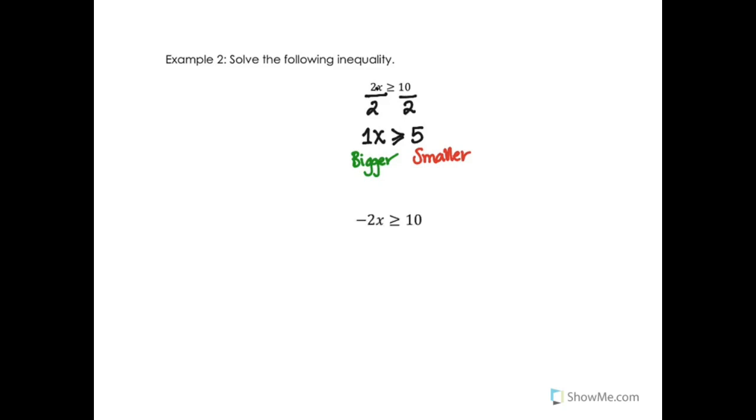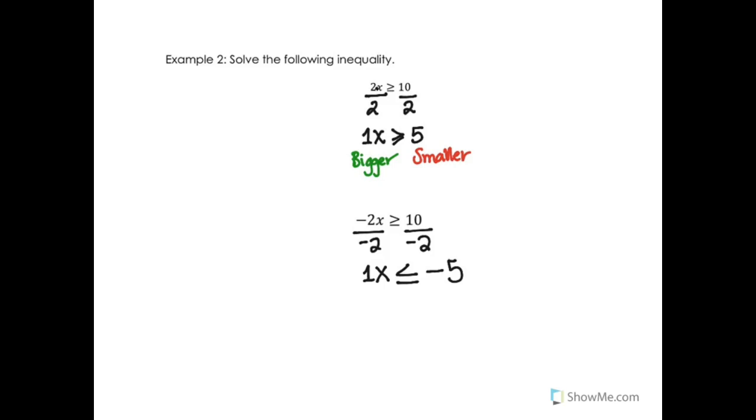But what happens if I change this positive 2 to a negative 2? Well, again, we're going to do the same thing and divorce our couple. So we're going to divide by negative 2. But one huge difference between solving equations and solving inequalities is that whenever you're solving an inequality, anytime that you divide by a negative number, you have to actually flip the sign. So this inequality will become 1x, or x is smaller than or equal to negative 5.